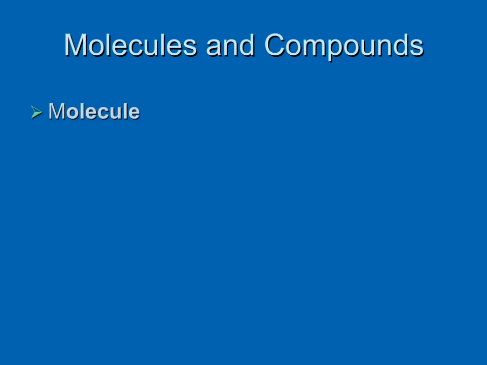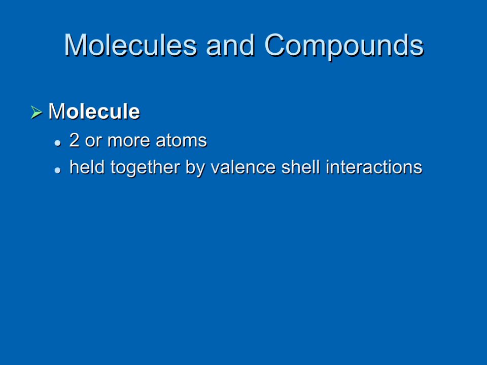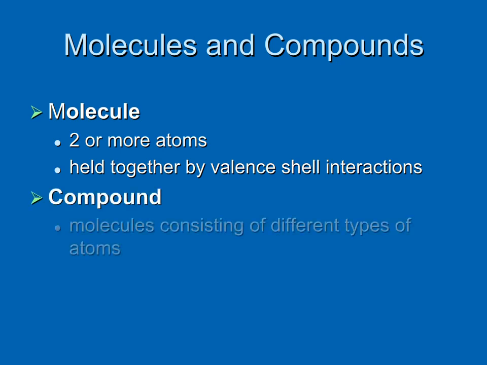In science, when we use the word molecule, we mean there are two or more atoms that are reacting with one another. These atoms are bound together in order to achieve full valence shells. When we use the term compound, the atoms in the molecule consist of more than one type of atom.